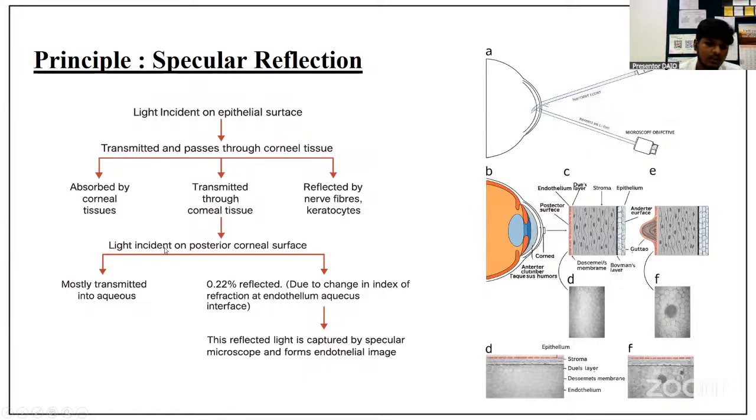Then this light is incident on the posterior corneal surface. So this light is mostly transmitted into the aqueous. Only 0.22% is reflected due to the change in index of refraction at the endothelial-aqueous interface. So this reflected light is captured by the specular microscope and forms the endothelial image. So you can see the image where the light is shown and reflected.